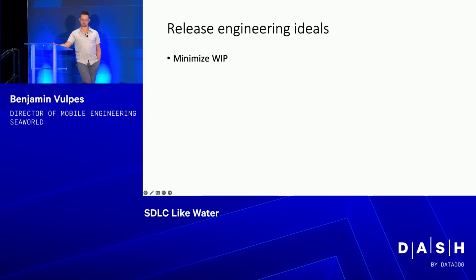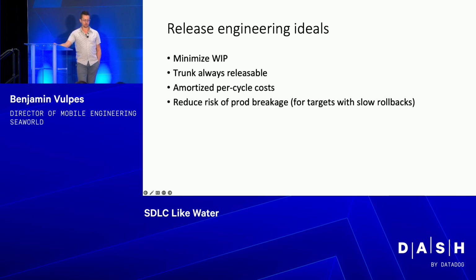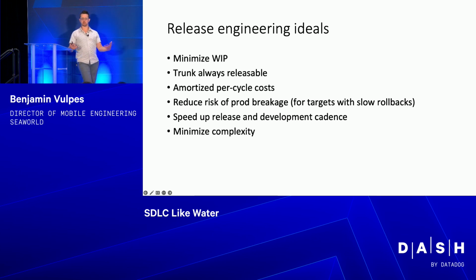We want to minimize work in progress. Things should get merged quickly. We want trunk to always be releasable. Idealistic, but this is what we want. We want to amortize our per-cycle costs more efficiently. And we want to reduce risk of prod breakage, at least, again, for targets with slow rollbacks, iOS and Android in my case. And we want to speed up this release and development cadence. The loops that define our business processes, we always want to speed them up, always want to be doing better. And we want to minimize complexity. These are our ideals. These all sit in tension with each other. Pushing hard on any one of these is going to make compromises on another.